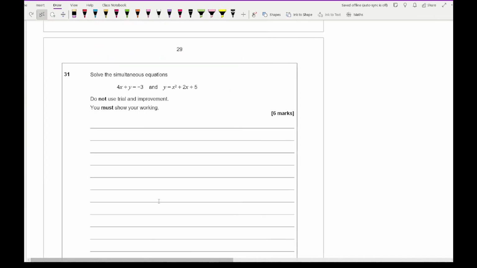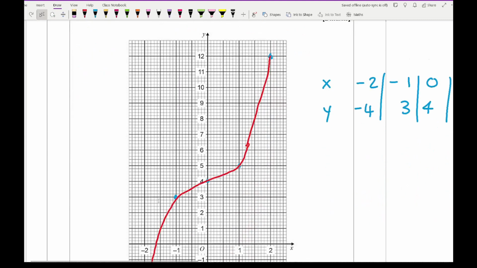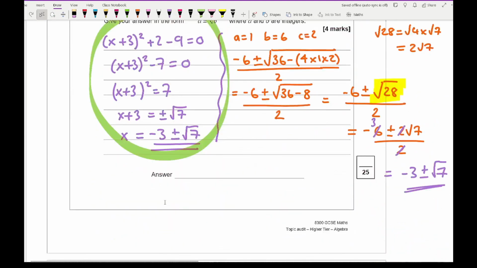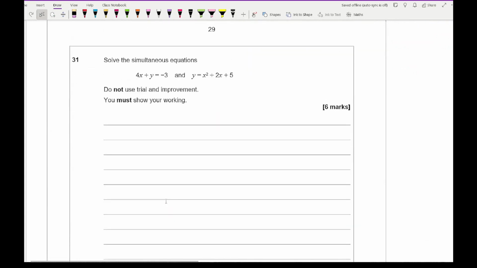Then moving on to the next question. Here we've got another simultaneous equation, but this time one linear, one quadratic. Let's go back to that question. It says solve the simultaneous equations. With the linear equation, you want to rearrange it to make one letter the subject. It's more appealing to make y the subject.